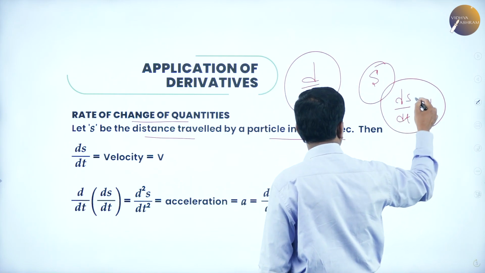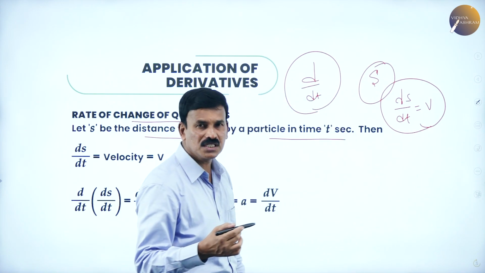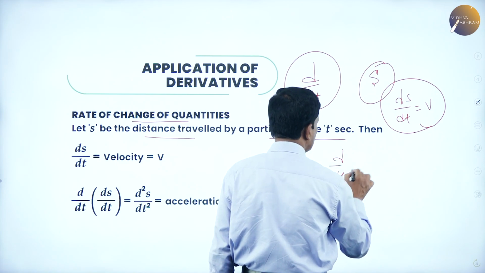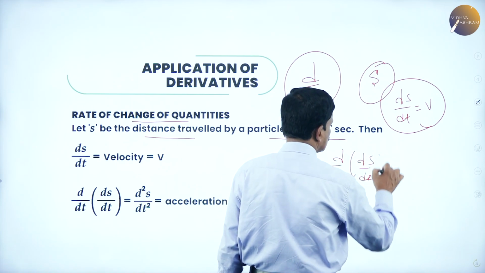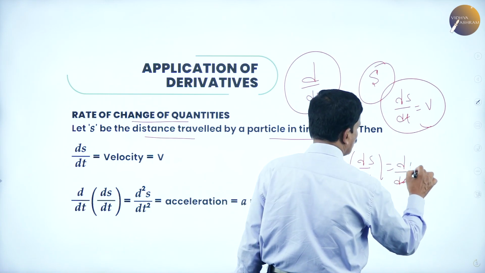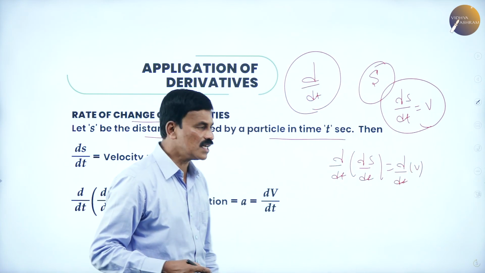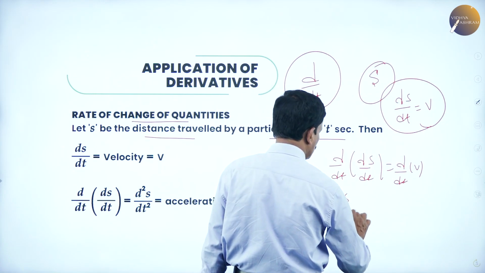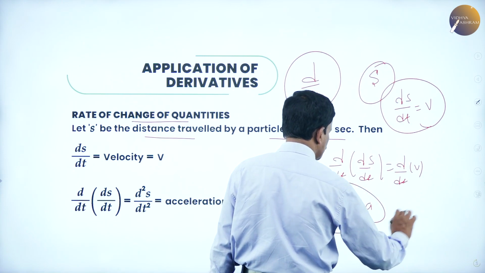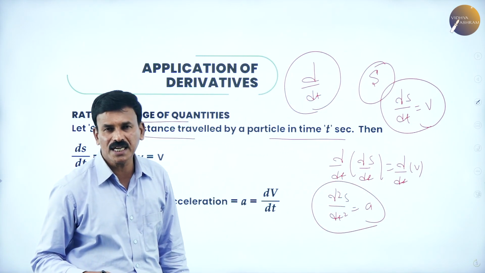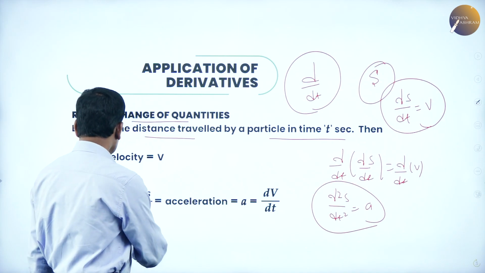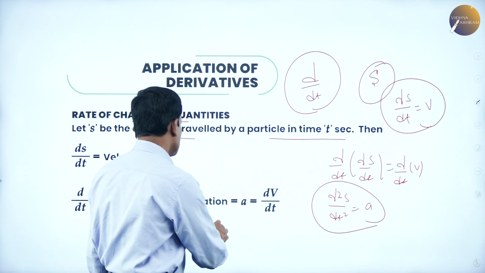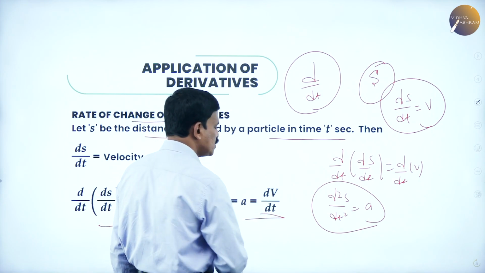Now if we differentiate this displacement once again, that is the second derivative, d by dt of ds by dt, that is nothing but d by dt of velocity. So if we differentiate the velocity, what you will get is d square s by dt square, that is nothing but dv by dt, which is the acceleration. So if you differentiate once again, you will get the acceleration. So d by dt of ds by dt, which is d square s by dt square, is called the acceleration a, that is nothing but dv by dt.